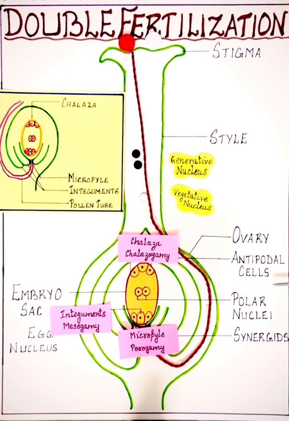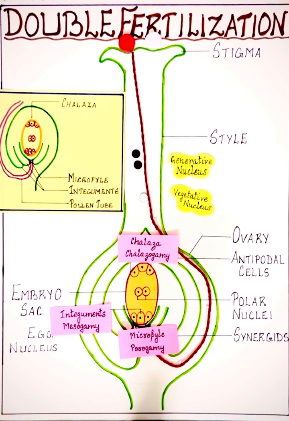The second cell is the antipodal cell. They are three in number, three haploid cells which are present at the chalazal end, and they mainly provide nutrition to the embryo there. They also support the overall development and health of the female gametophyte and act as a shock absorber.